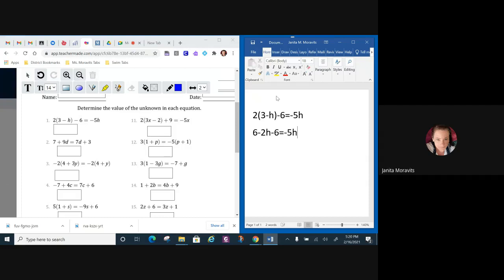All right, we're just going to go through the steps here. Well, you have a positive 6 here, and you have a negative 6 here. So when you combine those two, those are going to become zeros now. All right, 6 minus 6 is 0. All right, so we have negative 2h, and that is equal to negative 5h.